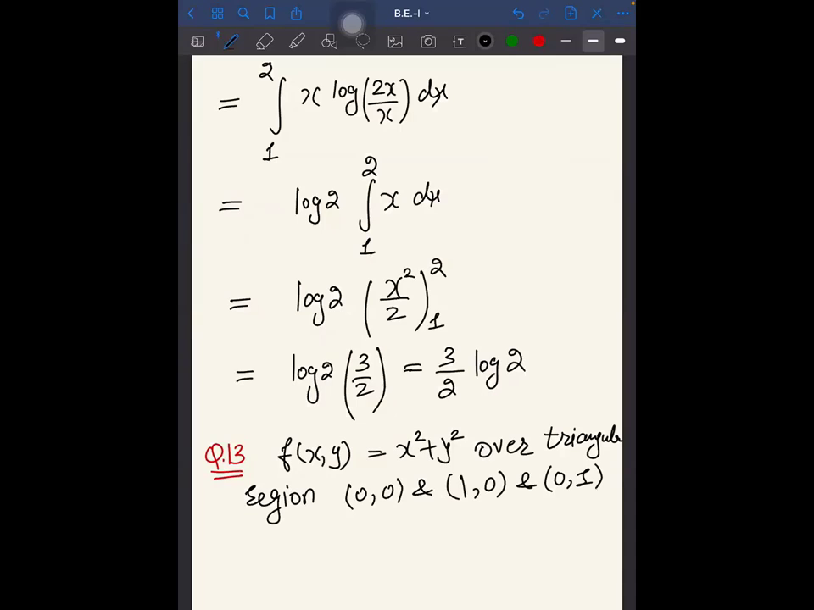Can you tell me how it is different? Anybody? Sir, we don't know the limits yet. Yes. So let's try to find out those limits.